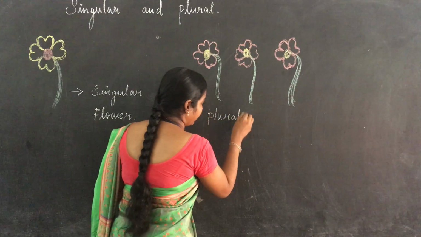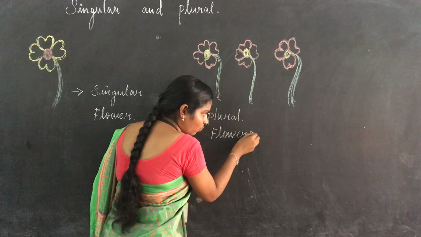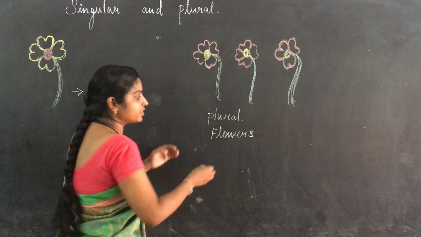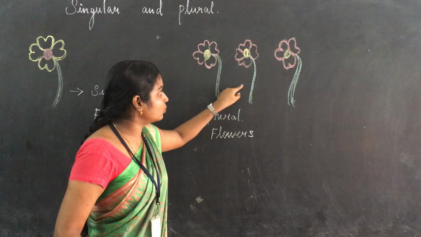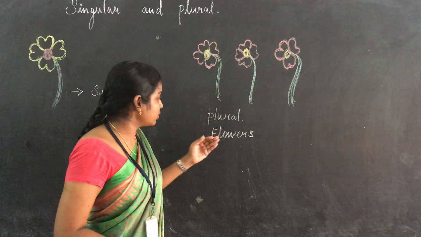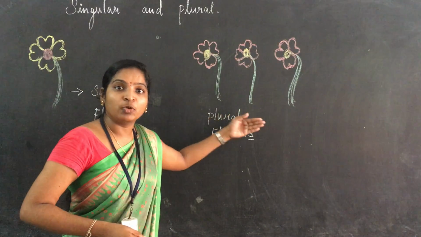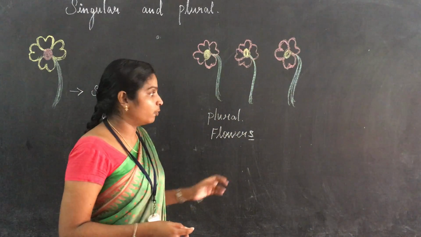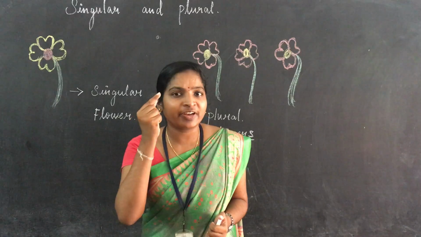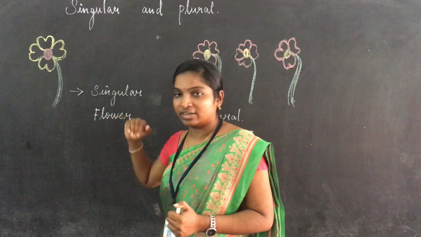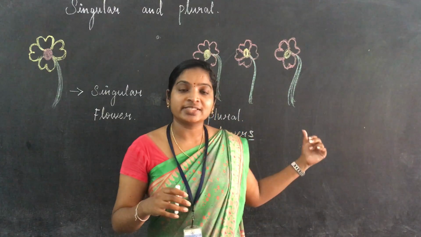This is plural and then we have to write it as flowers. Why am I adding s? Because it is in plural form. Because we are seeing 3 flowers. 1, 2, 3. So we have to write it by adding s, because it refers to the plural form. Are you clear? Again I am saying, if the thing or person is referring to only one, that is singular. If the thing or person is referring to more than one, that is plural form.